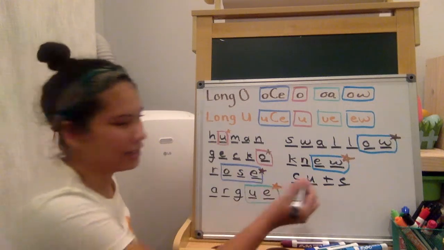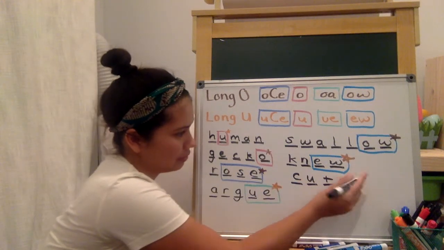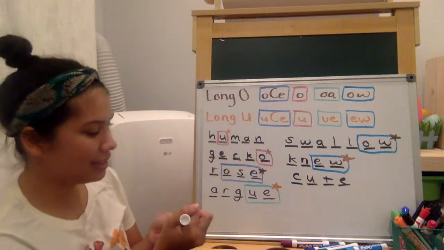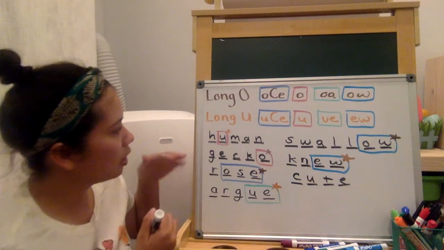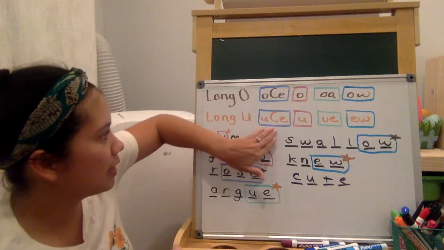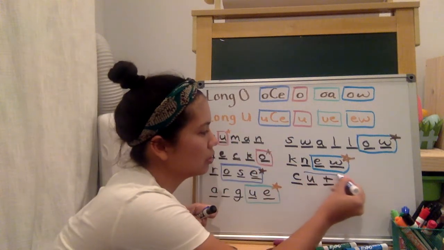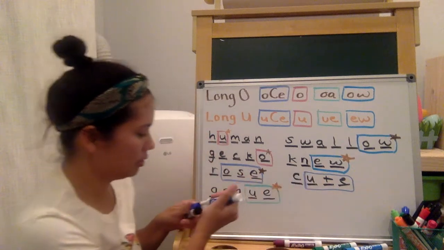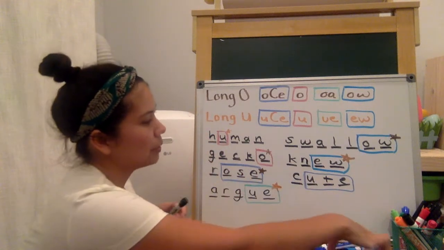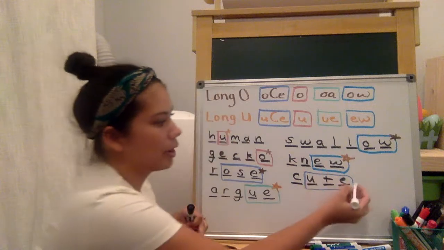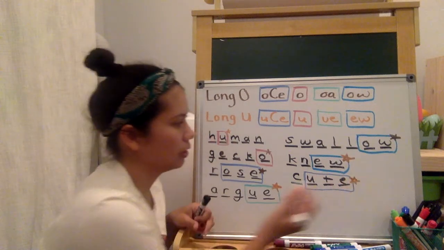C-U-T-E. That's supposed to be an E. So that's a long U, cute, and that's U consonant E. So I'm just going to box or circle my spelling pattern. And because it's a U, I'm going to just star it with my light brown here.